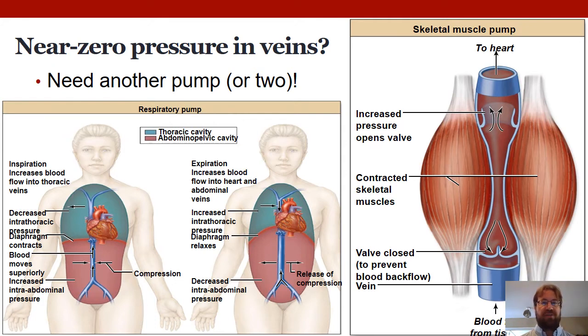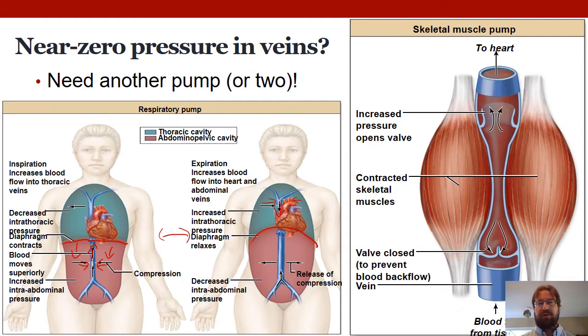So one of those pumps is called the respiratory pump, and it's shown on the left here. When the diaphragm contracts, it compresses, squeezes all of the abdominal organs, and that puts pressure on the inferior vena cava, and that drives blood up to the heart. When the diaphragm relaxes, it puts pressure instead on the thoracic cavity organs, and that pressurizes the superior vena cava and drives blood toward the heart. So you have this up-down effect going back and forth between the diaphragm being contracted and the diaphragm being relaxed, and each way you're pumping some blood toward the heart.